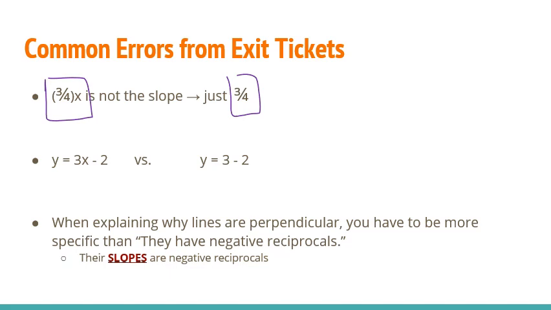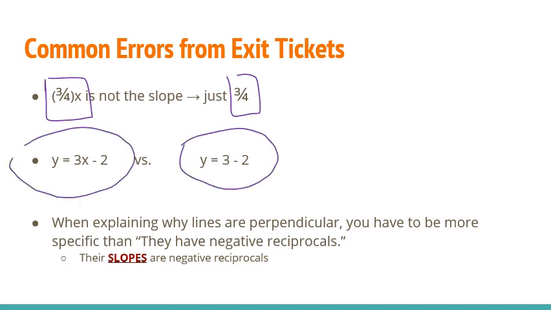Similarly, in your next bullet point here, you can't leave out the x. So this is actually not the same equation as this. Some of you forgot to put in an x right here next to the 3, and that's going to make your equation incorrect. So make sure that you have y equals a slope, and then x, and then the y-intercept if there is one.